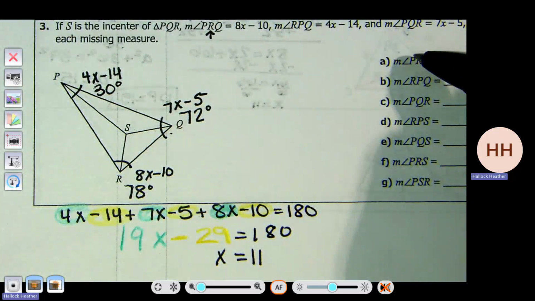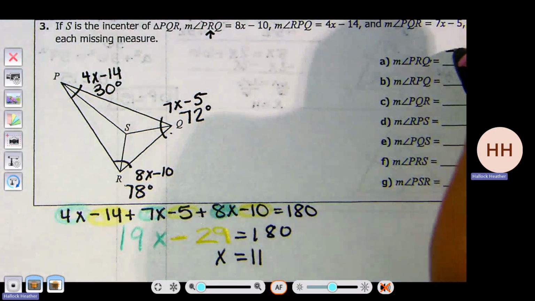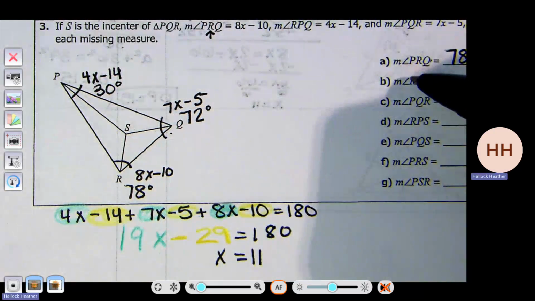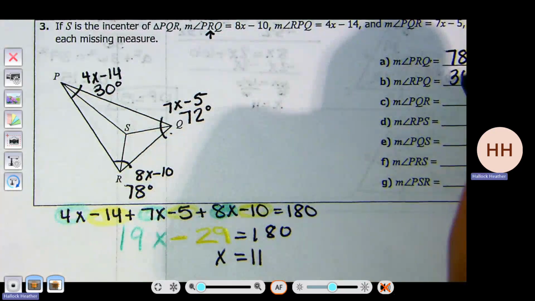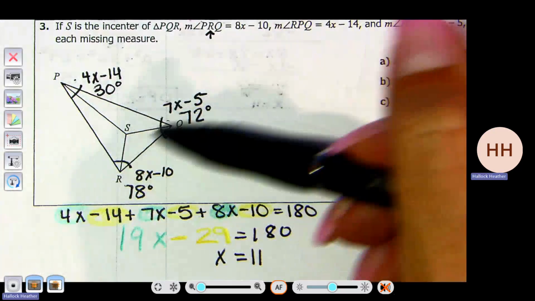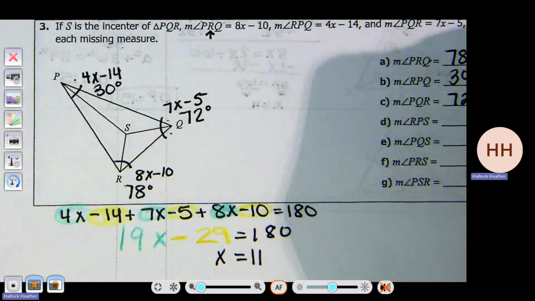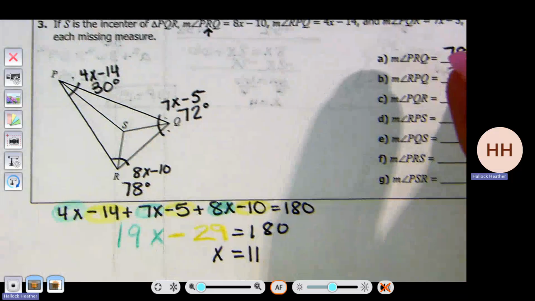The measure of PRQ, 78. The measure of RPQ, 30. The measure of PQR, 72. And then you're like, we're out of numbers. So here we go. This is where it gets interesting.